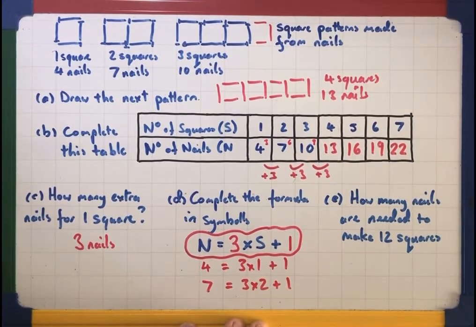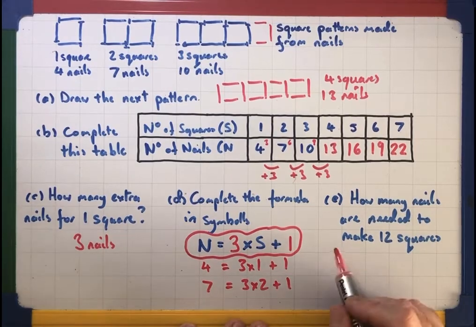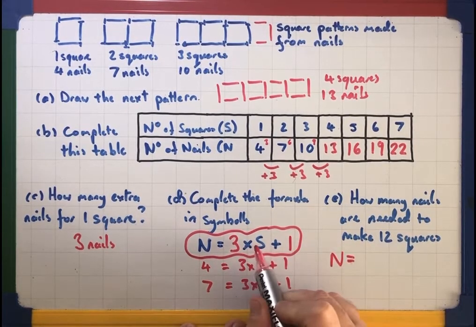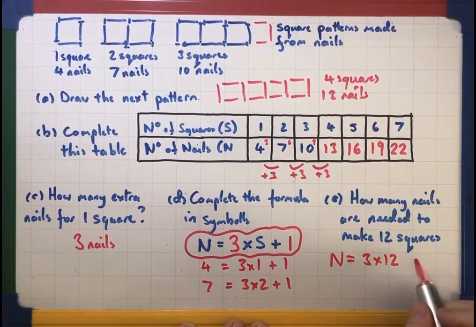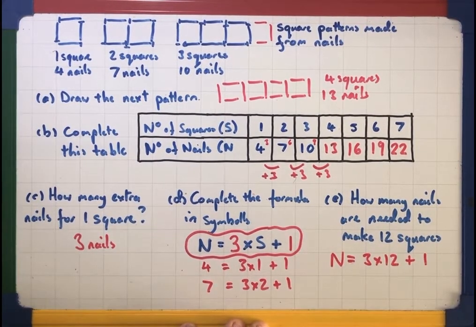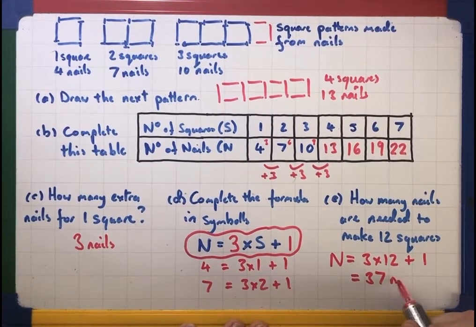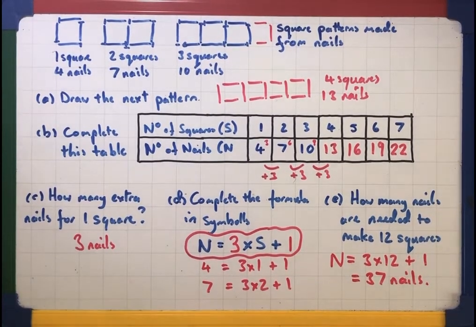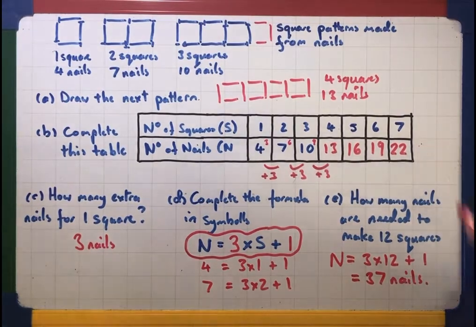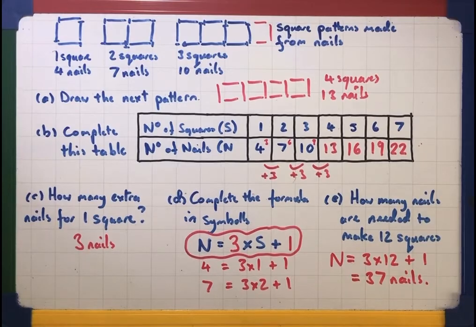Last question is asking me to use that formula. So, how many nails are needed to make 12 squares? Well, the number of nails is 3 times the number of squares, which is 12, plus 1. So we have 36 plus 1, 37 nails would be needed. Okay, that's the first example. I'll go through another one where they just give you a table and ask you to complete the formula for it next.